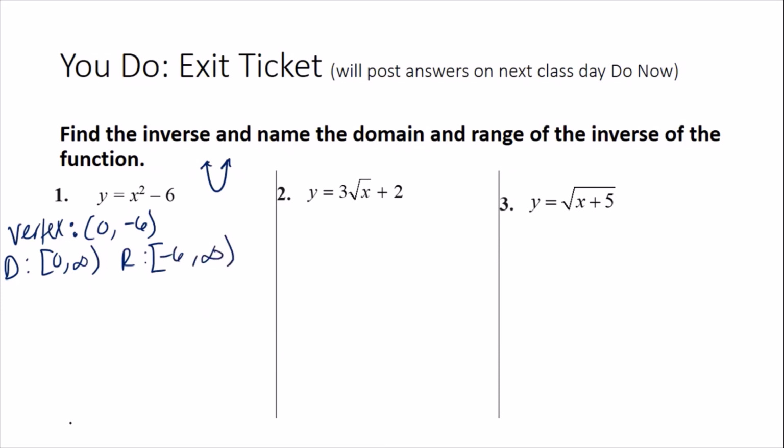And then I'm going to pause and let you do the inverse and the domain and range of the inverse. I'm going to pause and then we'll come back.